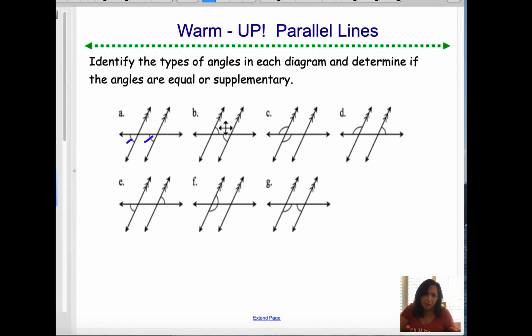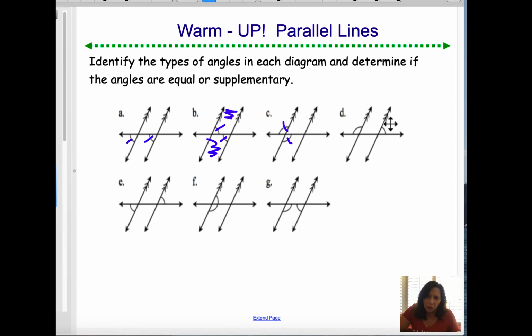Number two, part B, these angles are congruent. They are alternate interior angles, meaning they're inside the parallel lines, so they're interior, alternate interior. These two angles here are also congruent. We call these vertical angles. Now these two angles right here are definitely not congruent, which means that they are supplementary, because they are either congruent or supplementary. Those are your options.